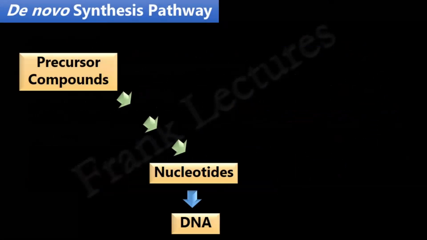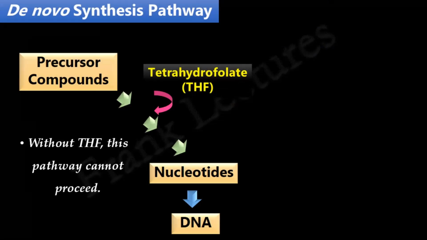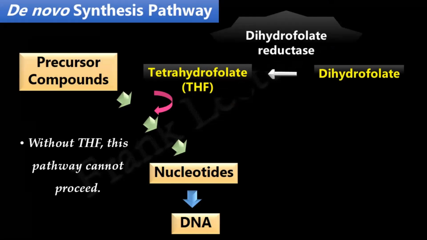At the initial step of the de novo pathway, tetrahydrofolate is essentially required. Without tetrahydrofolate, this pathway cannot proceed. Tetrahydrofolate is made from dihydrofolate, and this reaction is catalyzed by the enzyme dihydrofolate reductase. If formation of tetrahydrofolate is blocked somehow, synthesis of nucleotides by the de novo pathway will automatically fail.